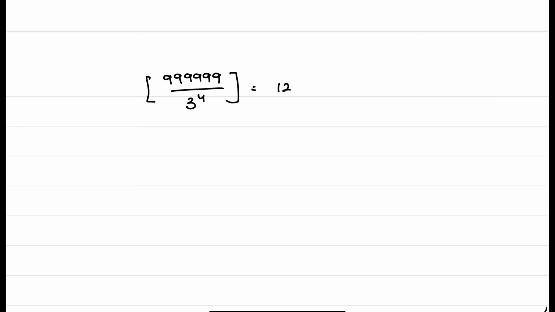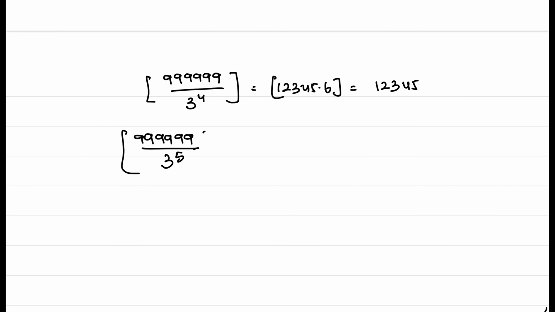One, 2, 3, 4, 5.6, that is equal to 1, 2, 3, 4, 5. Then greatest integer of 999999 by 3 to the power of 5 is equal to greatest integer of 4115.2, that is equal to 4115.